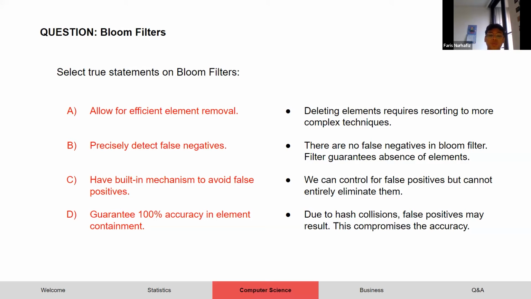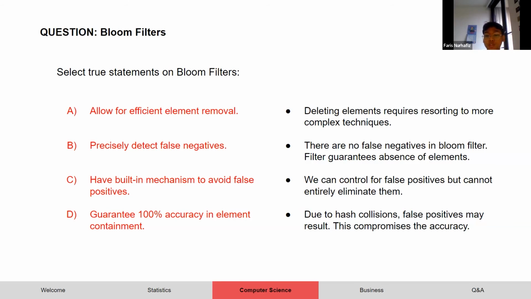So C, we can actually control for false positives, but we cannot entirely eliminate false positives. So we can minimize the problem of false positives, but there's no built-in mechanism to avoid false positives entirely.